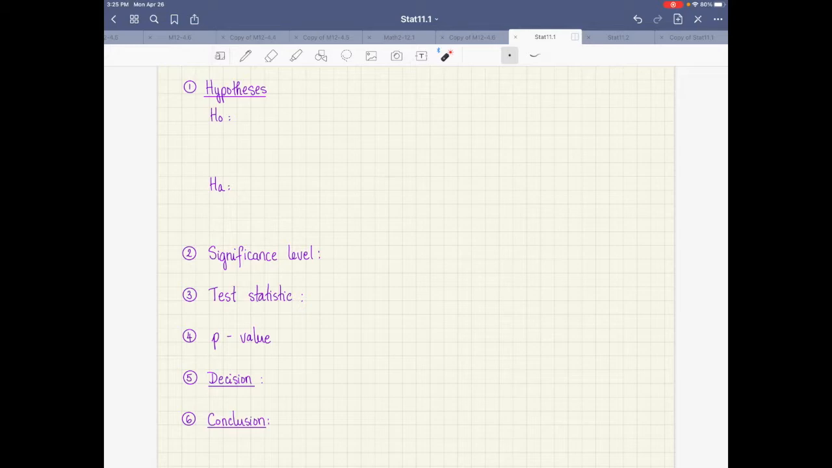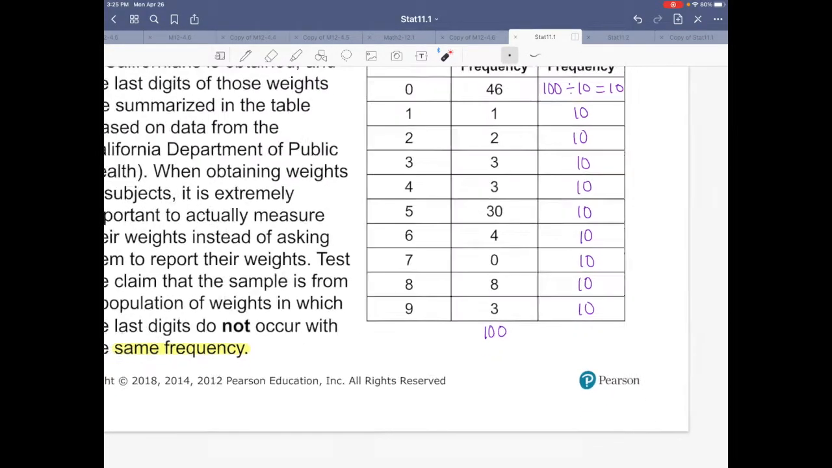The process for the hypothesis test is going to be similar to what we've been doing. I have my hypothesis, significance level, test statistic, p-value, decision, and conclusion. For the hypothesis, I'll go back to my original claim.